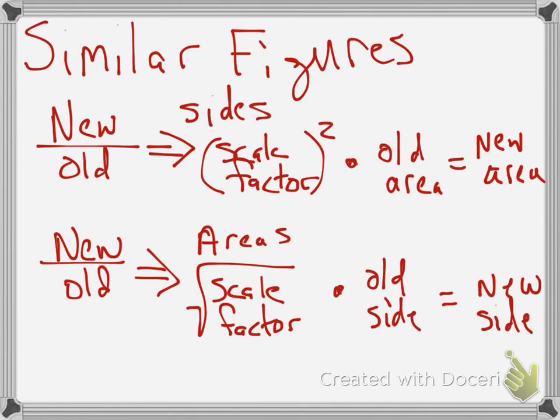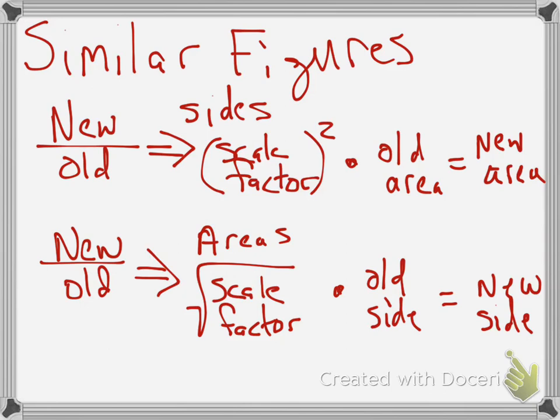Okay, last thing to add to your formula sheet, talking about similar figures. Again, new over old, and when you do new over old, you get a scale factor, a fraction, or some answer. If they give you the sides, you need to square that scale factor and multiply it by the old area to get the new area. If it's the areas that they give you, then you need to take the square root of that scale factor and then multiply it by the side to get the new side.